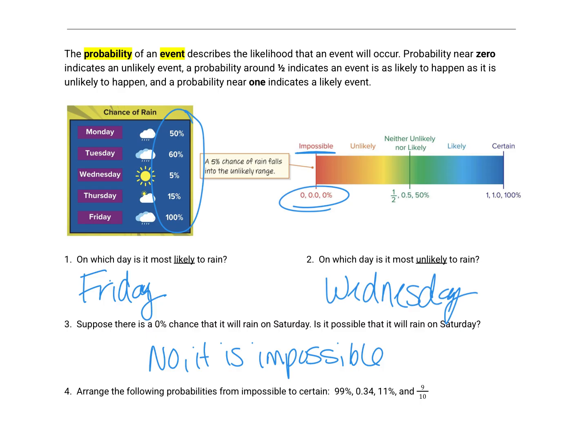0.34. In order to turn that into a percent, we can just multiply it by 100. That would get us to 34%. 11% we don't need to change. And then 9/10. To turn that into a decimal, we can do 9 divided by 10 in your calculator, and then we're going to multiply that number times 100. When you do that, you should get to 90%. So go ahead and pause the video for a moment and order those from impossible to certain, or in other words, from least to greatest, and then come back and check your answer.